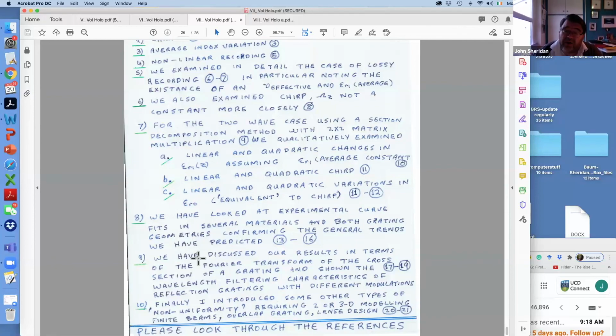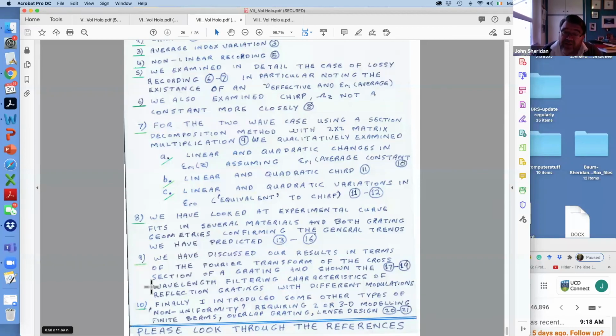We've looked at experimental curve fits, and we said, look, this isn't just a weird and wonderful thing. We can actually fit experimental data and get halfway decent results. We've discussed our results in terms of the Fourier transform of the cross-section of the grating. Again, this is very hand-waving, and it's an analogy from which we can draw some conclusions. And it ties in with things you've done before in signal processing. So it gives you something to think about in these characteristics, especially this idea of a filter and the wavelength filtering characteristics of gratings. And finally, we introduced some other types of non-uniformity, situations where we've got finite gratings, okay?